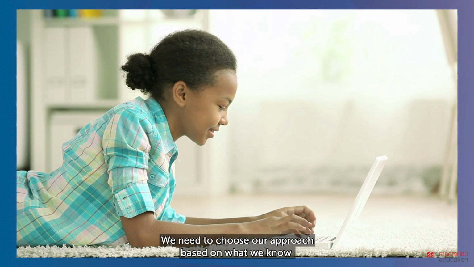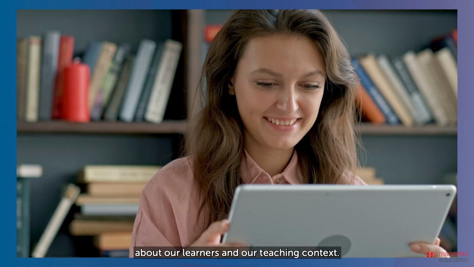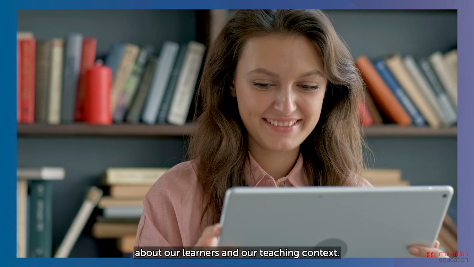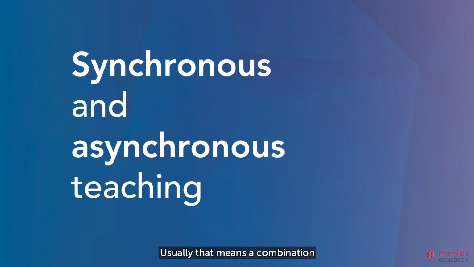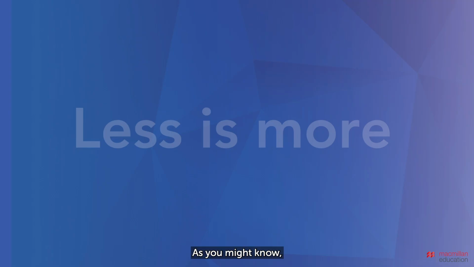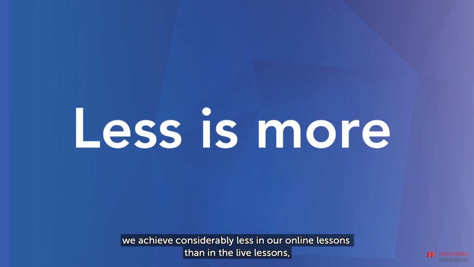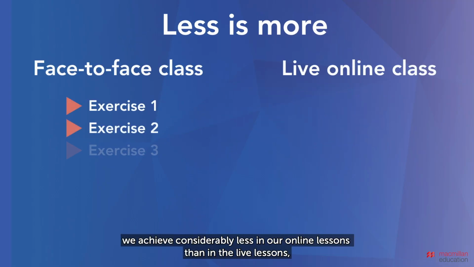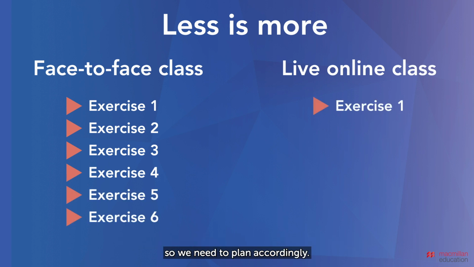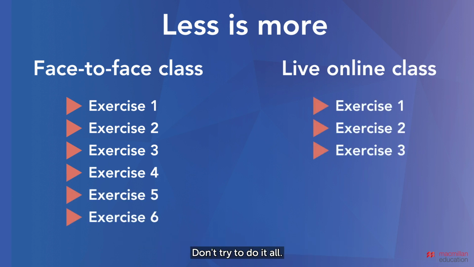We need to choose our approach based on what we know about our learners and our teaching context. Usually that means a combination of synchronous and asynchronous teaching is ideal. And as you might know, we achieve considerably less in our online lessons than in the live lessons, so we need to plan accordingly. Don't try to do it all.